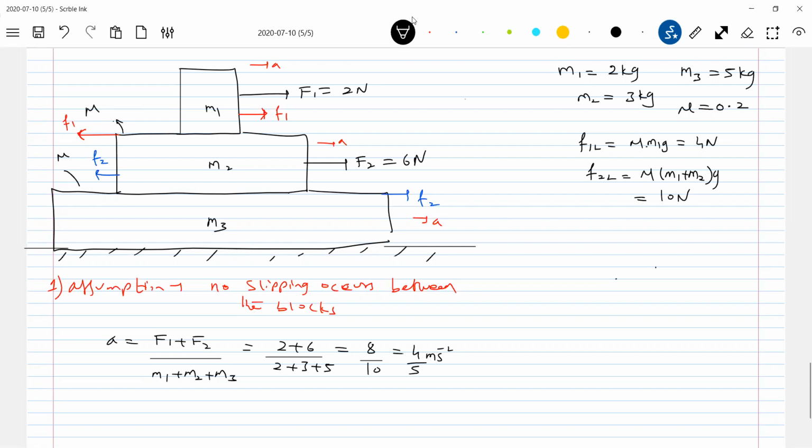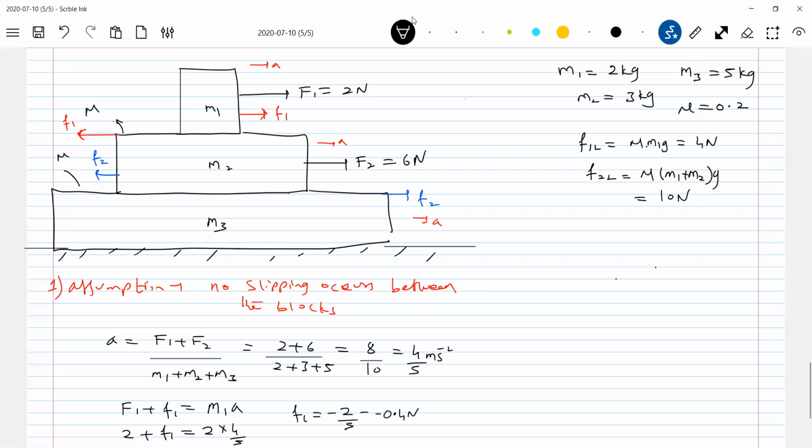First, I'll check the F1, that one. So acceleration: F1 plus friction equals M1 times A. We know applied force F1, how much it is? 2 Newton. The frictional force we don't know. M1 is 2, and acceleration is 4 by 5. What will the friction value be? Minus 2 by 5, or 0.4 Newton.